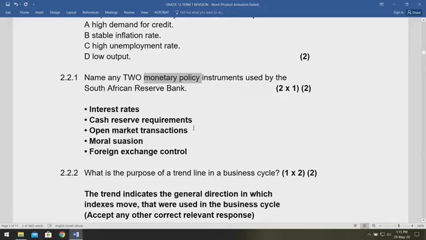Right. Students don't always understand the term open market transactions. What you need to remember with open market transactions, you need to remember the term government bonds, right? That deals with open market transactions, right?